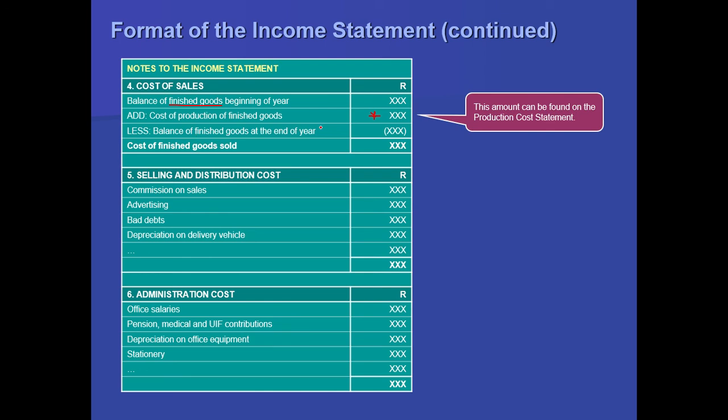Please note that this value here forms part of your trading stock. It's cost of finished goods at the end of the year that will only be sold next year if they were not sold this year.